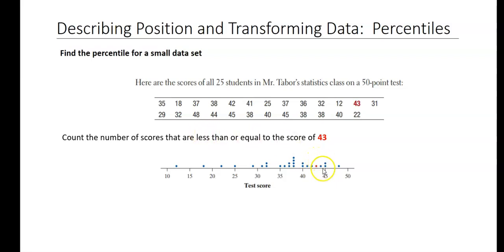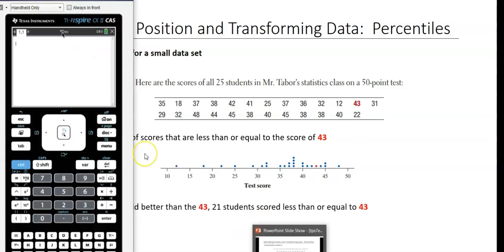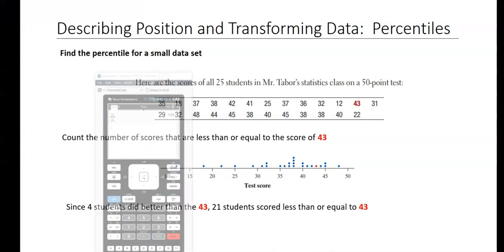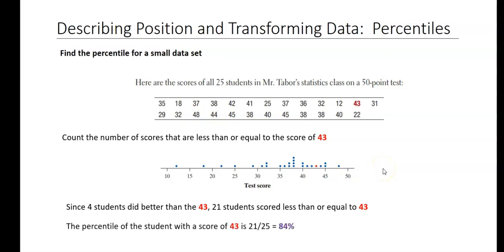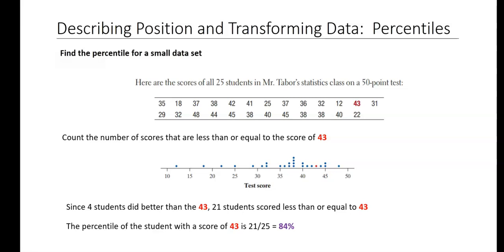I'm going to count the ones that are above 43. So 1, 2, 3, 4. Out of the 25 students, 4 students were above the score of 43, which means 21 students had a score of 43 or lower. So 21 out of 25. You would then get your calculator out if you needed to: 21 divided by 25 gives you 84%. So that would be the 84th percentile, which means 84% of the scores were 43 or lower.